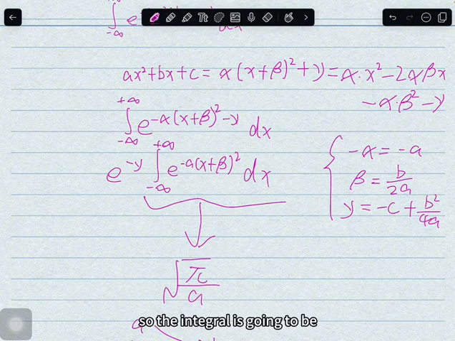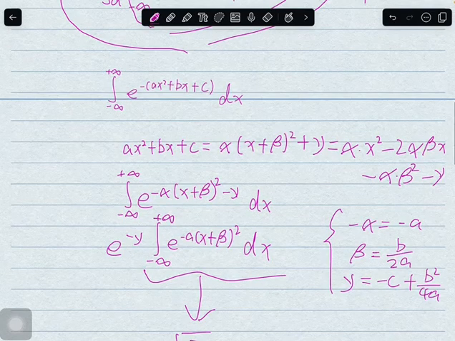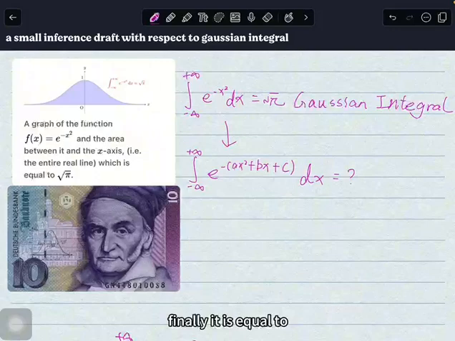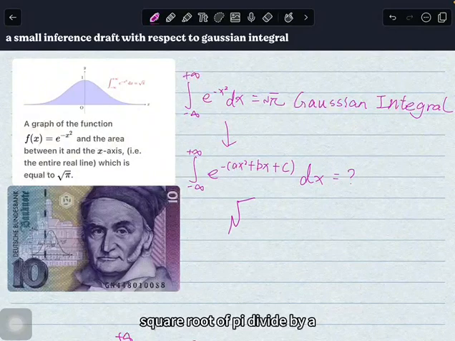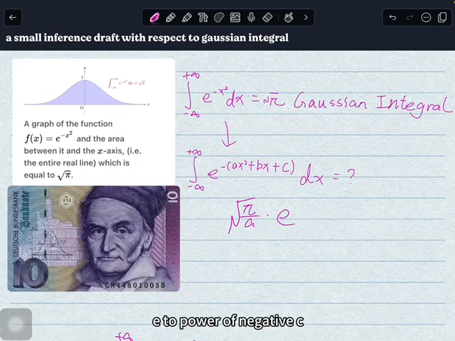So the integral is going to be converted into a lump of constants. Finally, it's equal to the square root of pi divided by a times e to the power of negative c plus b squared over 4a.